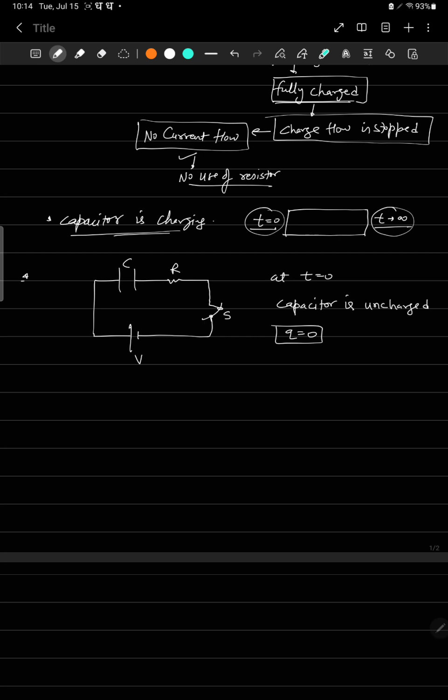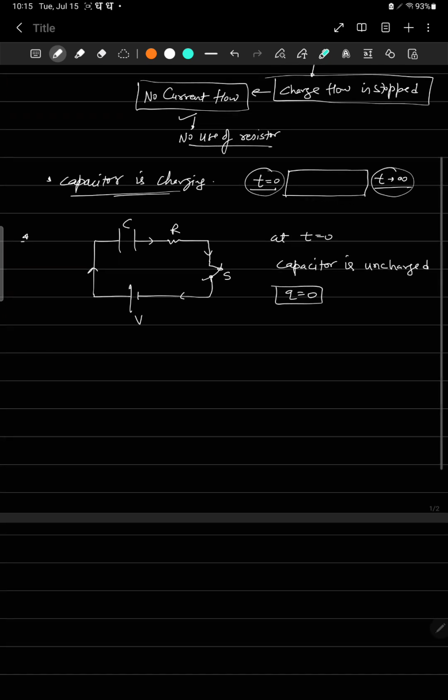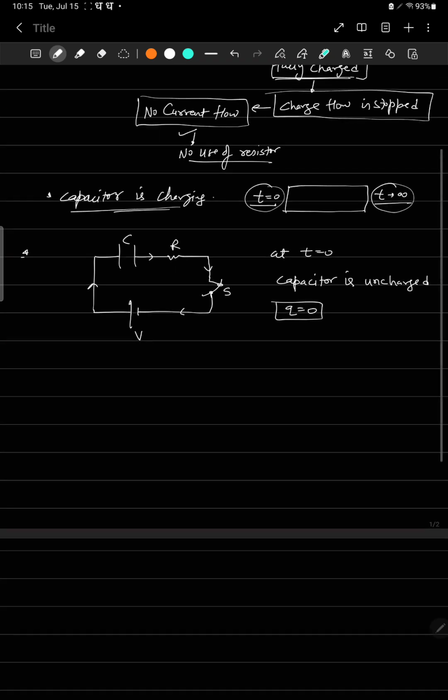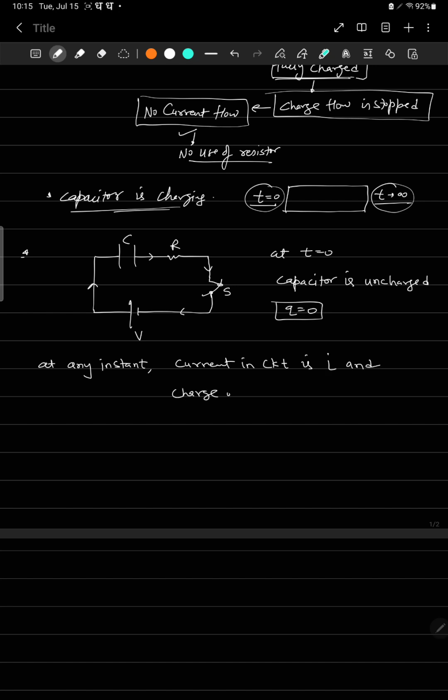Now when the switch is closed at t equal to 0, the current will flow in this circuit because the capacitor wants to charge up. Because of this current flow, let's say at any instant the current in the circuit is I, and the charge on the capacitor is Q.